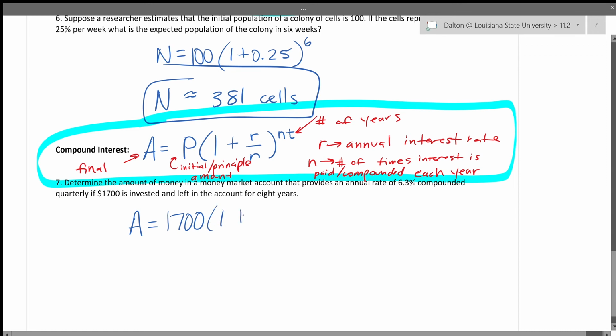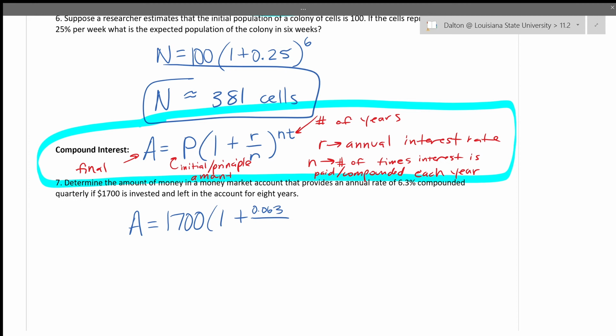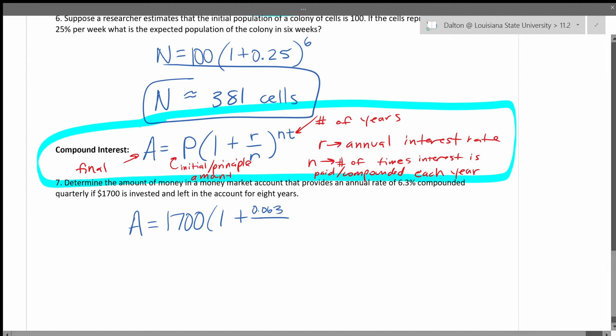Times 1 plus the rate over N. What is 6.3% as a decimal? 0.063. Okay. All over N, which is the number of times the interest is paid or compounded each year. So if it's compounded quarterly, how many times is that in the year? 4. All right, so that's 0.063 over 4, all to the N times T power. So you just told me that N was 4. Times, they said it's happening over 8 years. So T stands for 8.